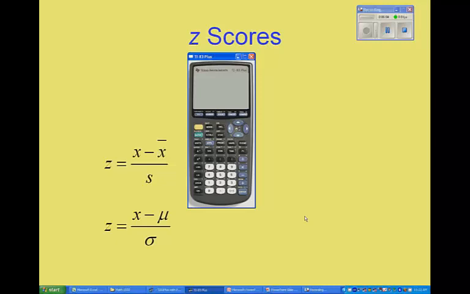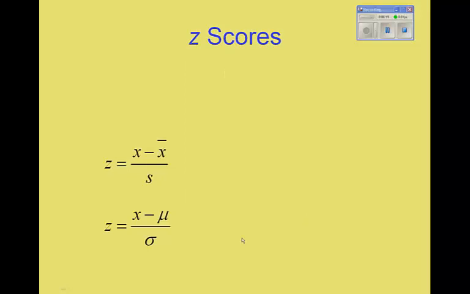Yes, David? For x, just the normal x. Yeah, just a number. That could be any number that you put in there. And then n is the sample size, it's called. How many data points there are. Okay.